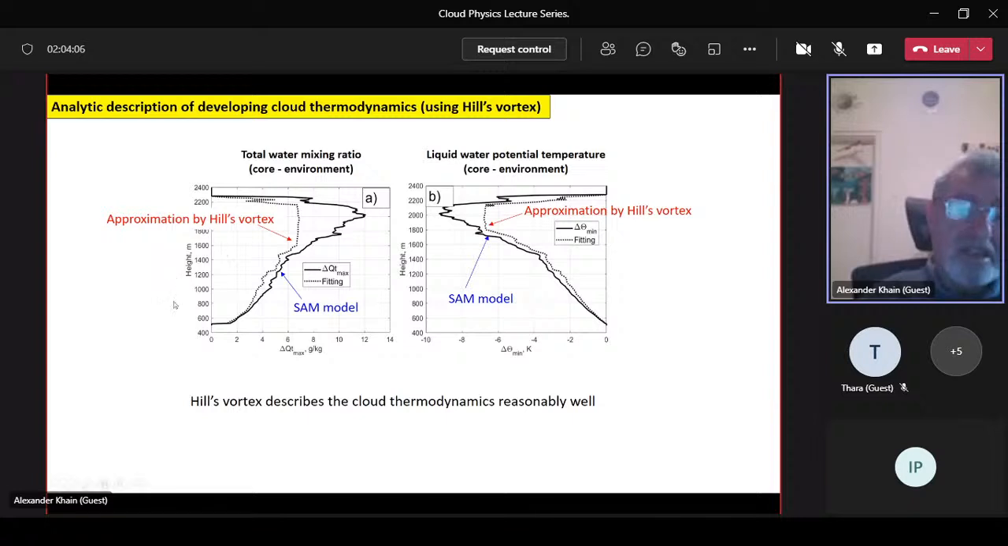So now we know the location and size of the Hill vortex, and the analytical expressions for the Hill vortex. Using this analytical expression, we calculated thermodynamical features of the cloud. Here you can see the vertical profile of the difference in total water mixing ratio between cloud core and environment. This is according to the SAM model, and this according to approximation by Hill vortex. The same for liquid water potential temperature. This is the difference between core and environment, for the SAM simulation, and this is for approximation by Hill vortex.